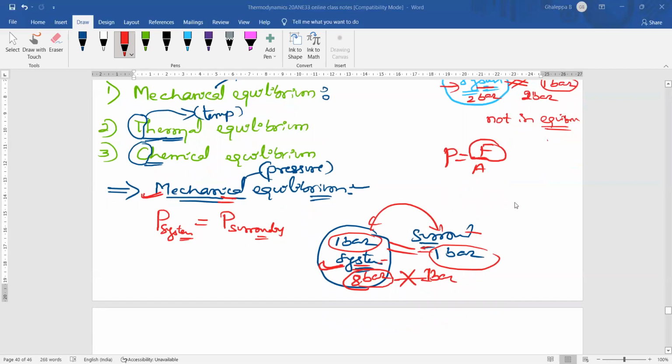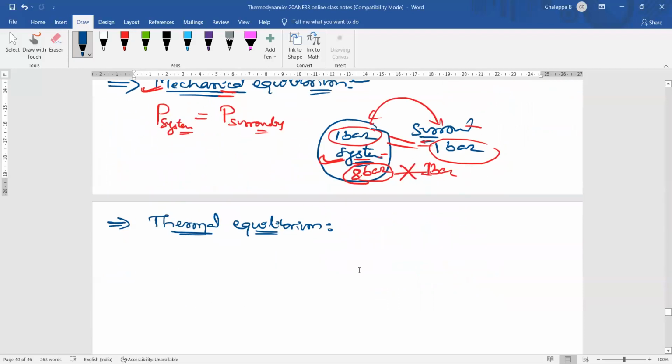No, sir. Okay. Now coming back to the second point, using the concept of mechanical equilibrium, could you tell me what is thermal equilibrium? When the temperature is same in both system and the surrounding, it is called thermal equilibrium. Correct, very good.